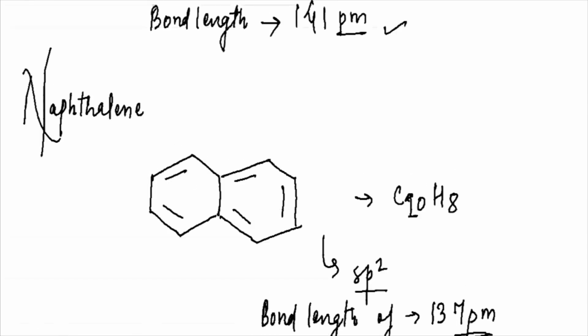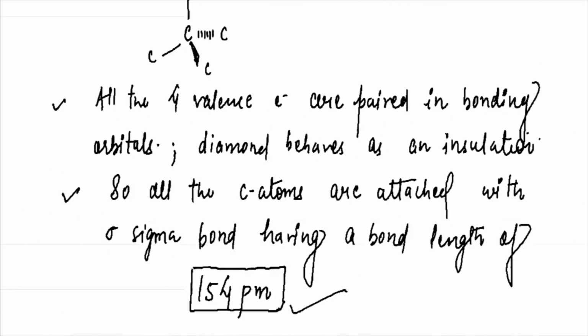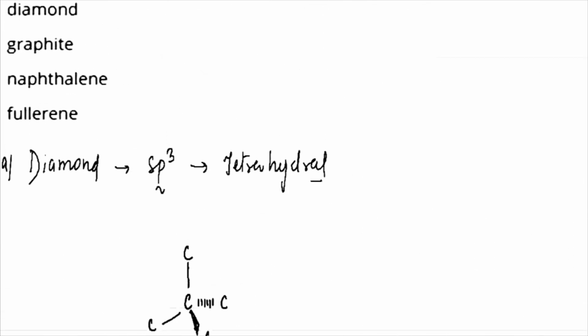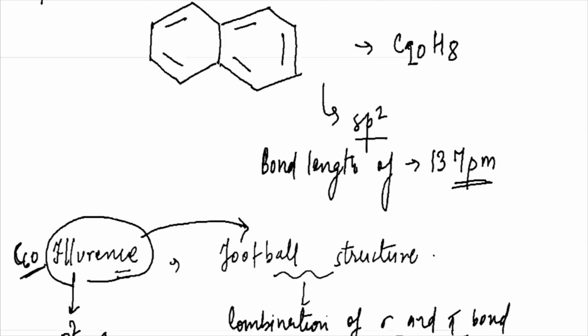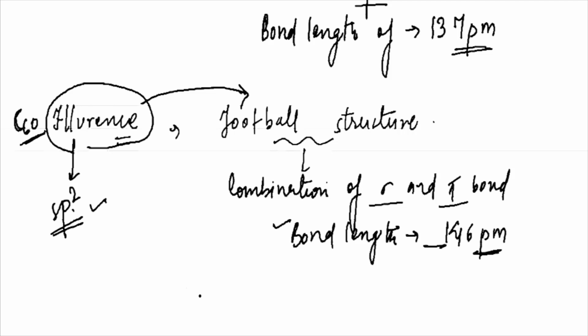If we compare the bond lengths and structures of all the options given here, it is pretty clear that diamond has the maximum carbon-carbon bond length, and the rest of them do not have the maximum bond length, so these are the incorrect options. So this is how we can understand this question. I hope you all also understand.